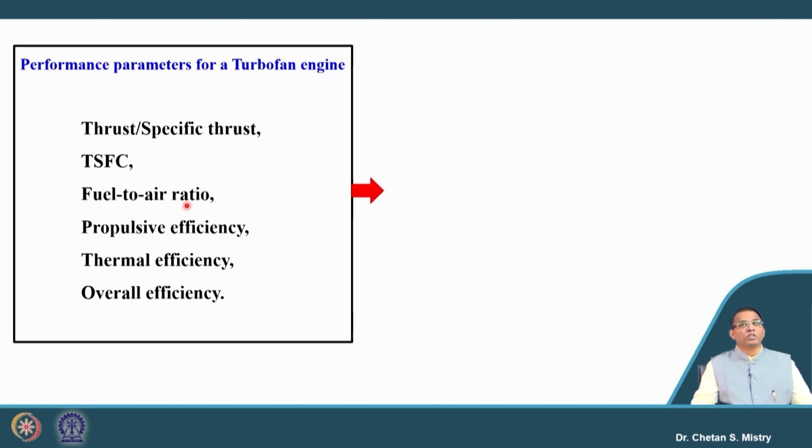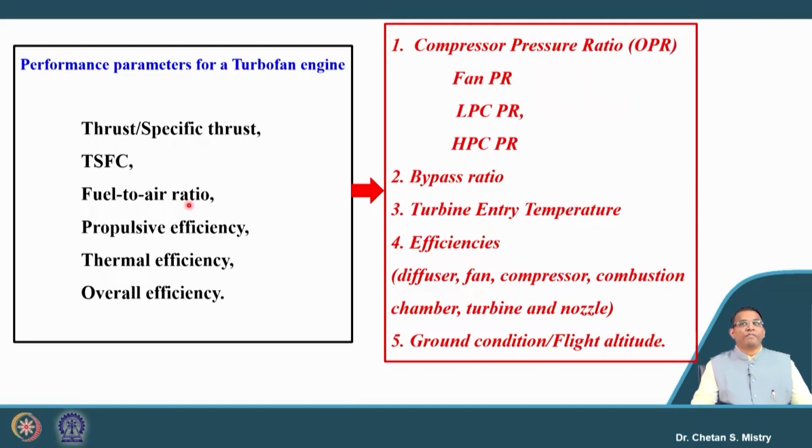So, we know these performance parameters are affected by the compressor pressure ratio, we can say overall pressure ratio, which includes fan pressure ratio, LP compressor pressure ratio, HP compressor pressure ratio, what our bypass ratio is, and what our turbine entry temperature will be. The efficiency of different components, say diffuser, fan, compressor, combustion chamber, turbine, nozzle, also has an impact on the performance.